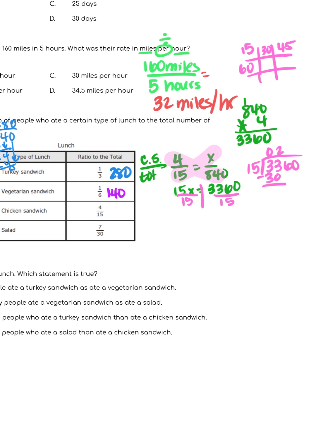I subtract, I get 3. Bring it down. 15, the closest I can get to 36 is 30, which is multiplying it by 2. Subtract, I get 6. Bring down my 0. The closest I can get to 60 without going over is 60, which is multiplying it by 4. So my answer is 224.